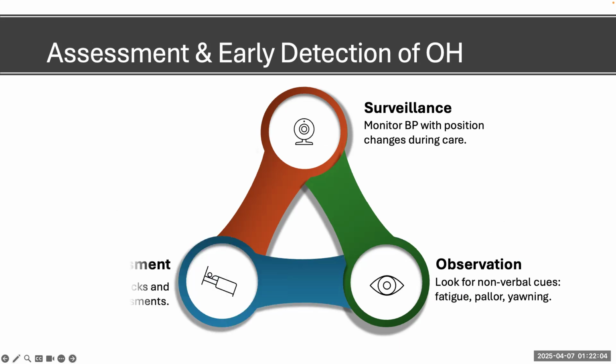Incorporating orthostatic checks or using a tilt table can reveal blood pressure instability before symptoms escalate. Engaging family members and caregivers in recognizing these early signs also strengthens the safety net around patients. Consistent and methodical assessment allows nurses to intervene early and prevent adverse outcomes.